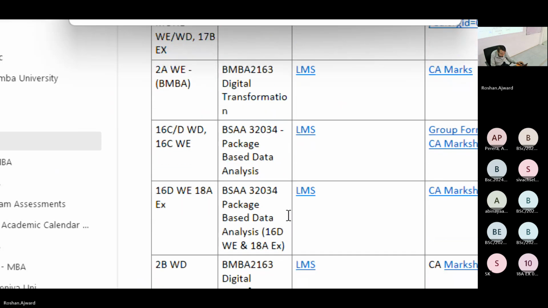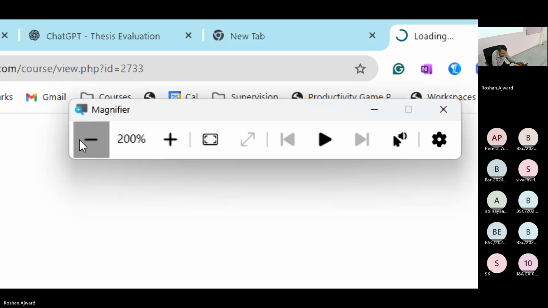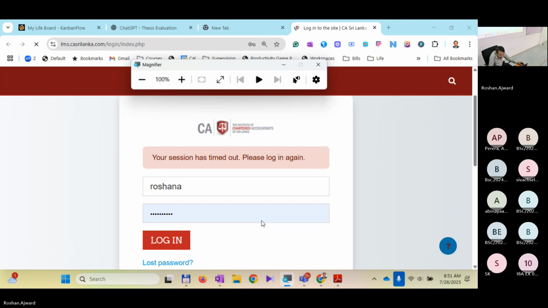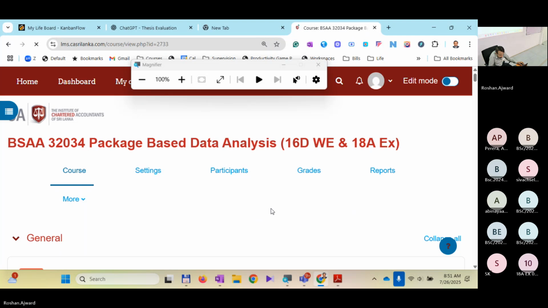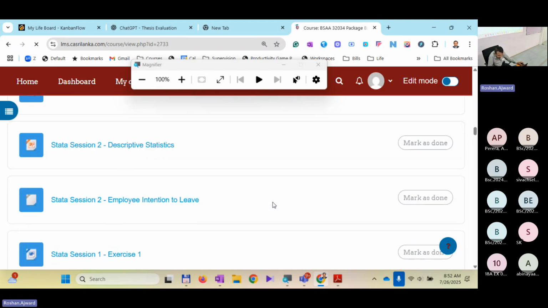60D, this you. Am I correct? 60DW 18A. Yeah, 18A EXP. Right. Okay.